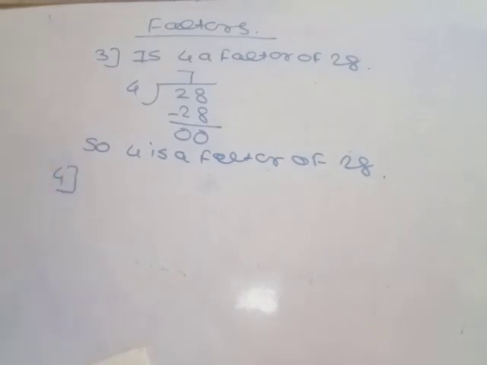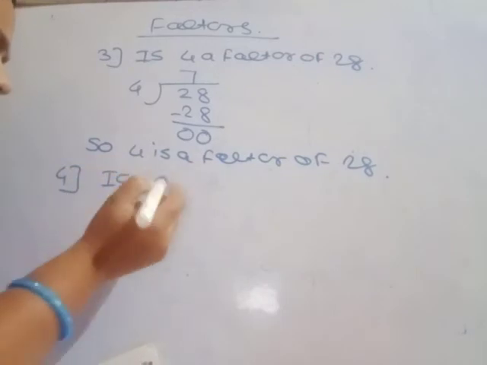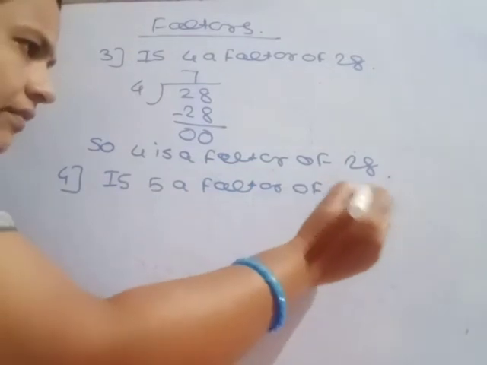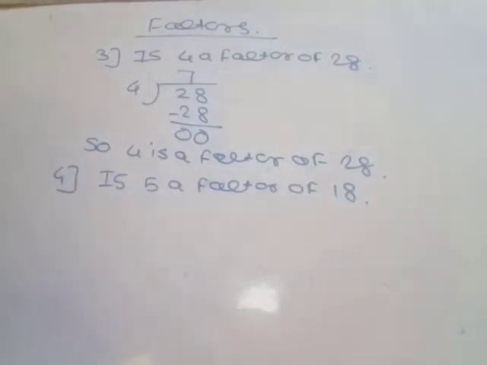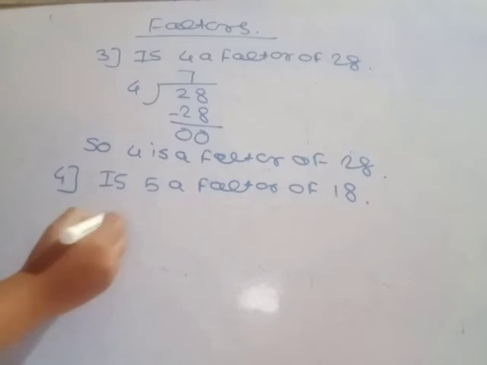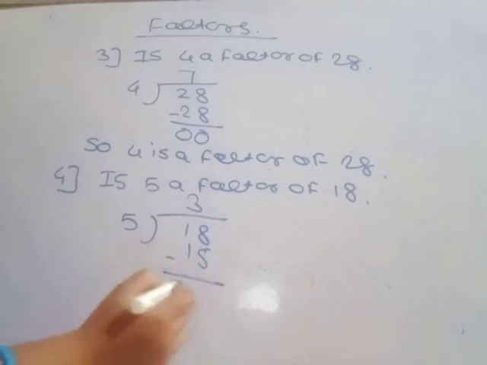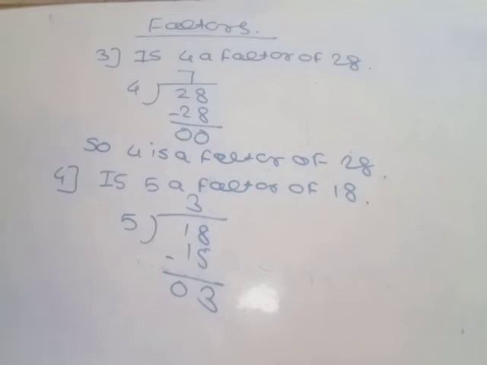Fourth question: is 5 a factor of 18? Divide 18 by 5. 5 3s are 15, remainder 3. 5 does not divide 18 exactly. The remainder is 3. So 5 is not a factor of 18.